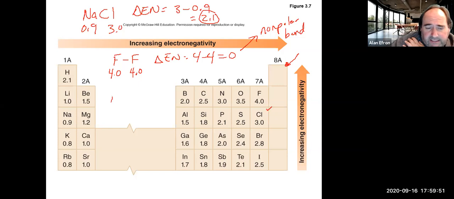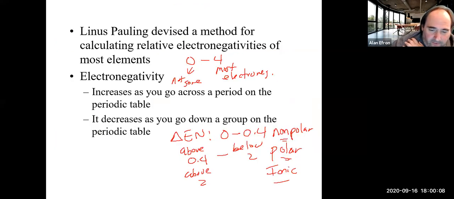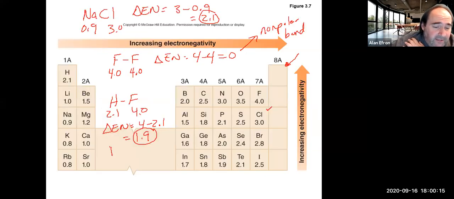If we look at our HF, for example, that we also saw, H is 2.1, F is 4. So if we take the difference there, that is 4 minus 2.1, that is 1.9 as the difference. And that is, as we see here, right below 2. So it is definitely still a polar bond. It is also very close to like those electrons are going to jump ship, but they're not. They're still hanging on and it is considered a polar bond.